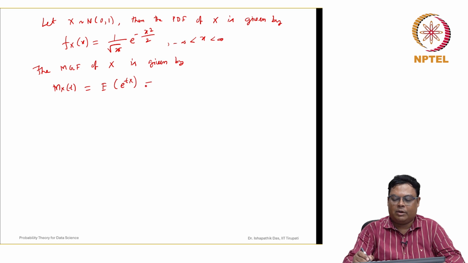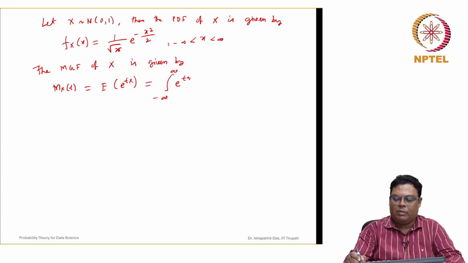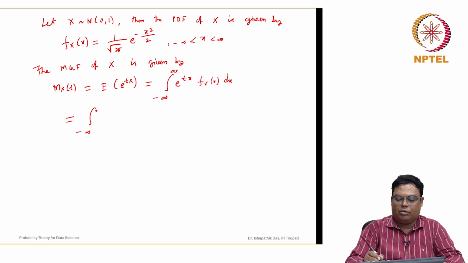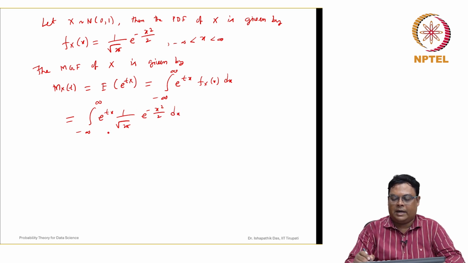So by definition, because it is a continuous random variable, it is the integral from minus infinity to plus infinity of e to the power of tx f(x) dx. So this is equal to the integral from minus infinity to plus infinity of e to the power of tx, 1 by root 2 pi, e to the power of minus x square by 2 dx. Now we have to evaluate this integration. So how can we do that?